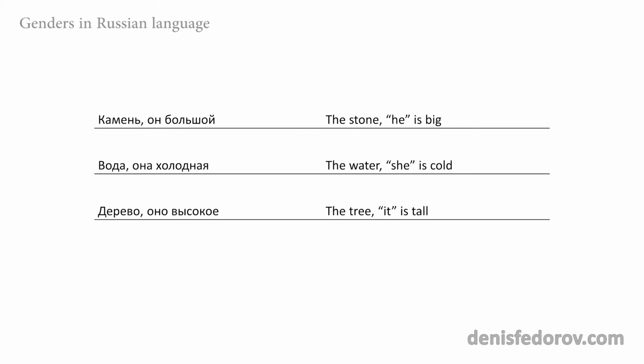So we say, камень он большой, and literally it is translated, this stone he is big. Вода она холодная. The water, she is cold. Дерево, оно высокое. The tree, it is tall. So I called the stone he and the water she. That is the difference between Russian and English in terms of genders. In English, those objects have neuter gender, but in Russian most of them have feminine or masculine gender. It is important to say here that we do not mean that water is a woman and stone is a man. It's just the way we talk.